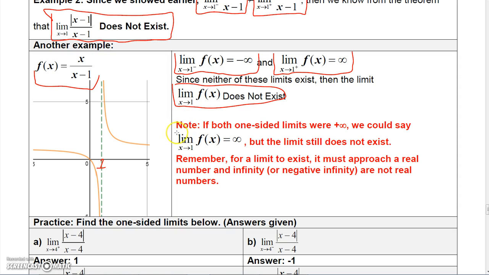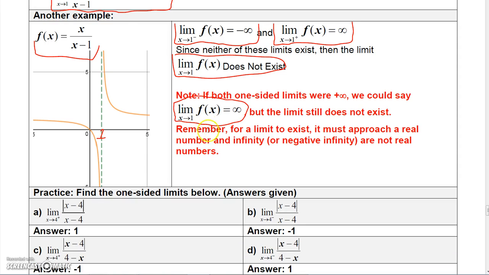Now, read this note here. If both of the one-sided limits were plus infinity, we could say that the limit as x approaches 1 is infinity, but the limit still would not exist. That's just a special way to say it does not exist, because for the limit to exist, this has got to equal a real number, not infinity.